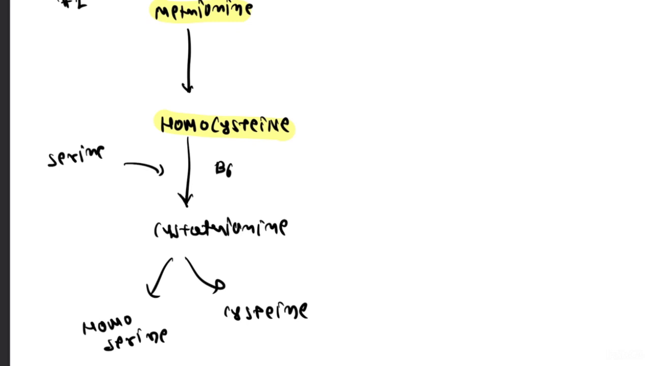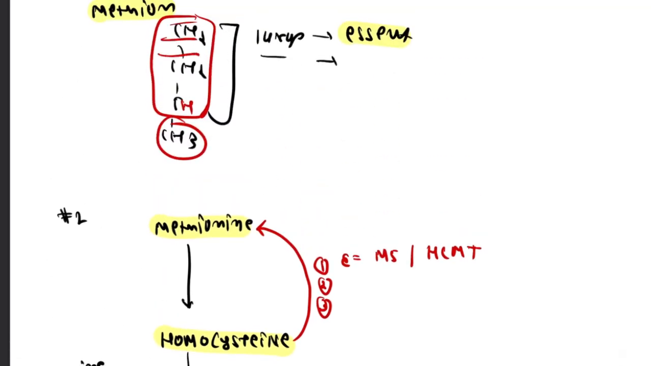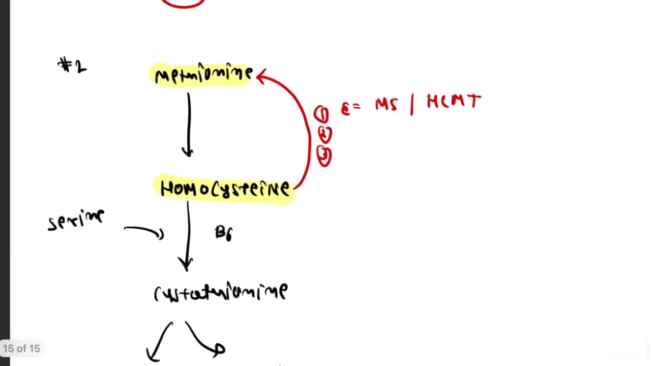Now what happens is that homocysteine can also be converted into methionine when there is an increased concentration of homocysteine in our body. You have to remember three things. The first is the enzyme: methionine synthase, or homocysteine methyltransferase. This is homocysteine; if you add methyl, it forms methionine. So the enzyme is methionine synthase or homocysteine methyltransferase.